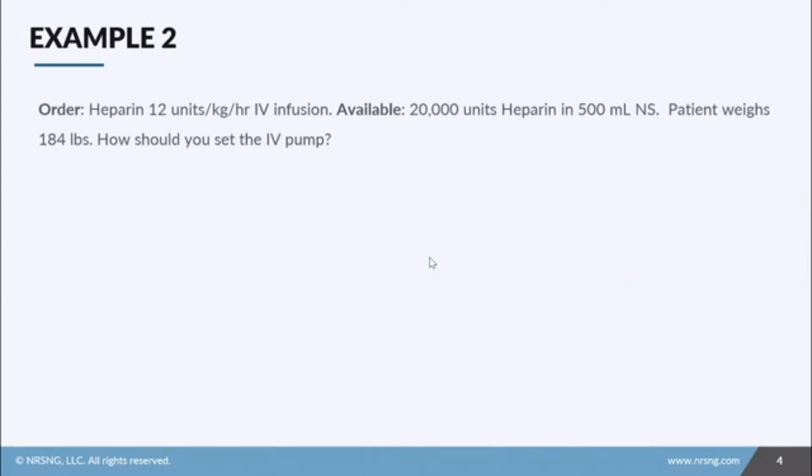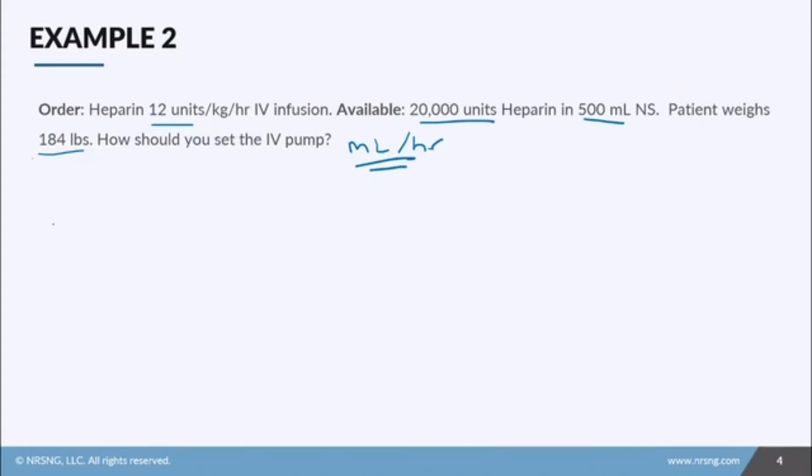Heparin, 12 units per kilo per hour IV infusion. What we have available, 20,000 units of heparin in 500 milliliters of normal saline. The patient weighs 184 pounds. How should you set the IV pump? Again, milliliters per hour. Always know what you're looking for.